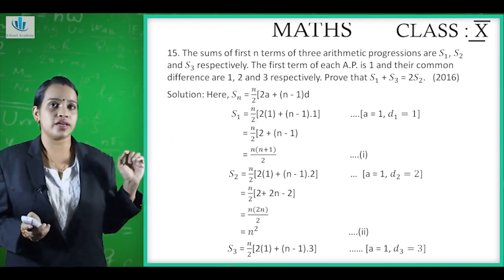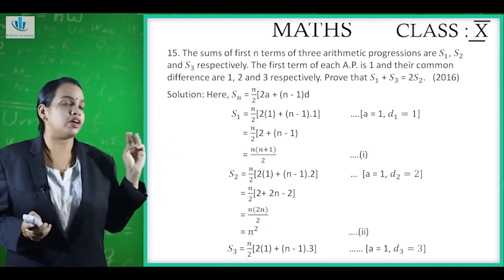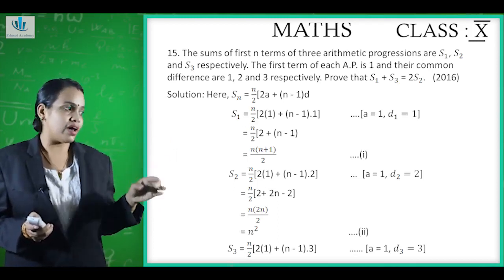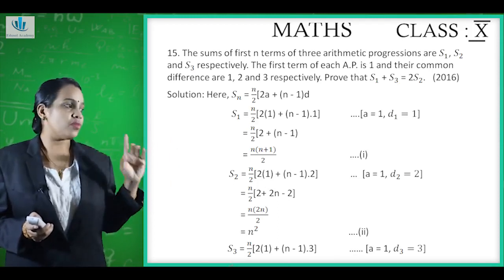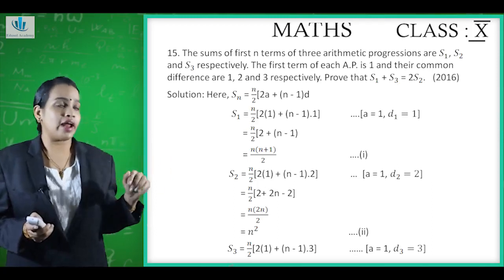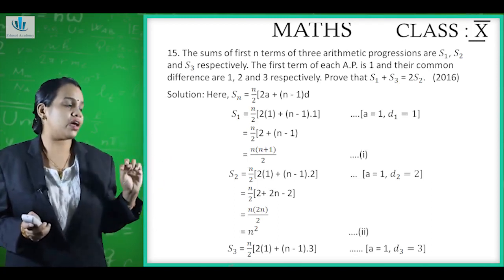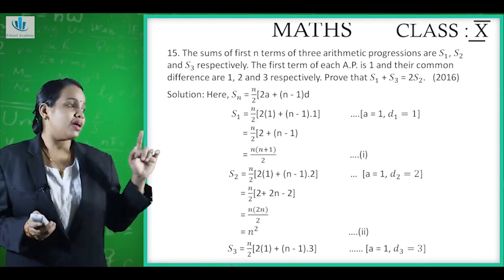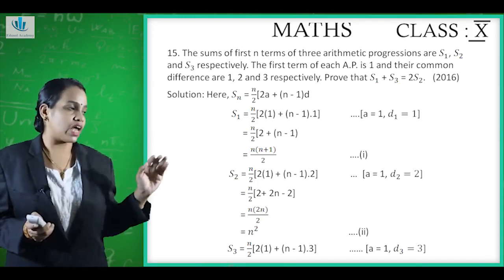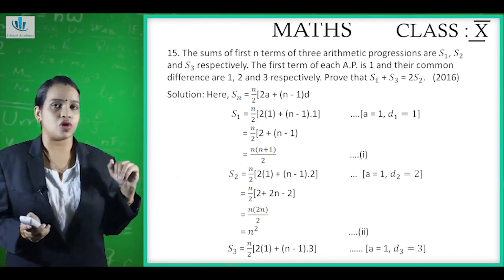Now in the question it is said that the sum of first n terms of 3 arithmetic progressions are S1, S2, S3, and the first term of each AP is 1 and the common differences are 1, 2 and 3. Now we have to prove that S1 minus S3 is 2 times S2. We will see how to solve it.